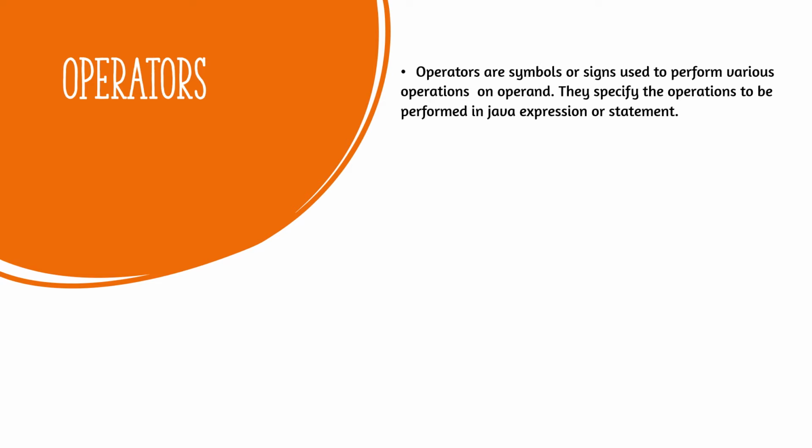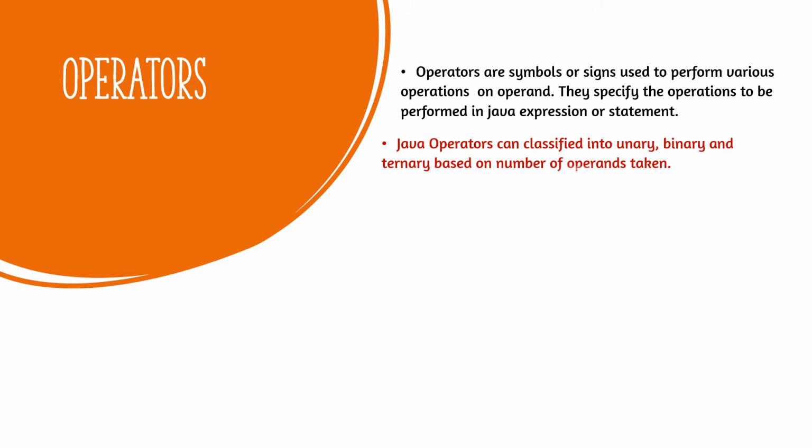Now the next token is operators. Operators are symbols or signs used to perform various operations on operands, and they specify the operation to be performed in a Java expression or statement. We will be discussing all the operators in a separate video in detail. The operators are classified based on the operands they are using. For example, when we are saying A is equal to 5, 5 is the operand. So based on the operands we are using, operators can be classified into unary, binary, and ternary. Unary means one operand, binary means two operands, and ternary means three operands.